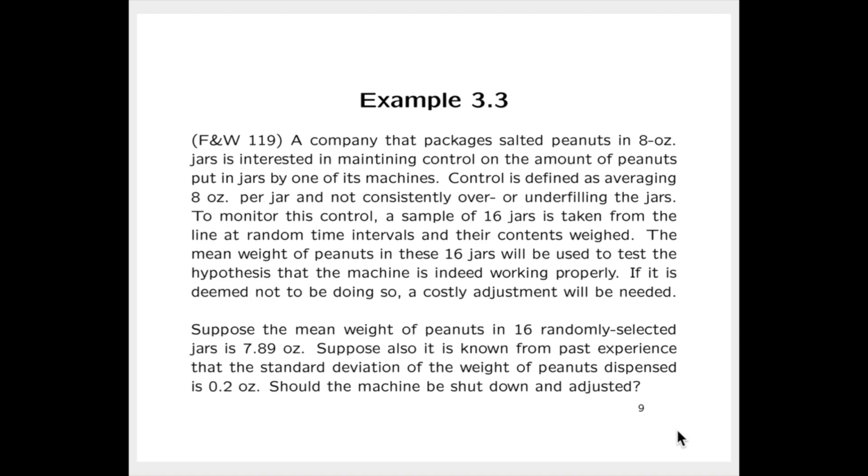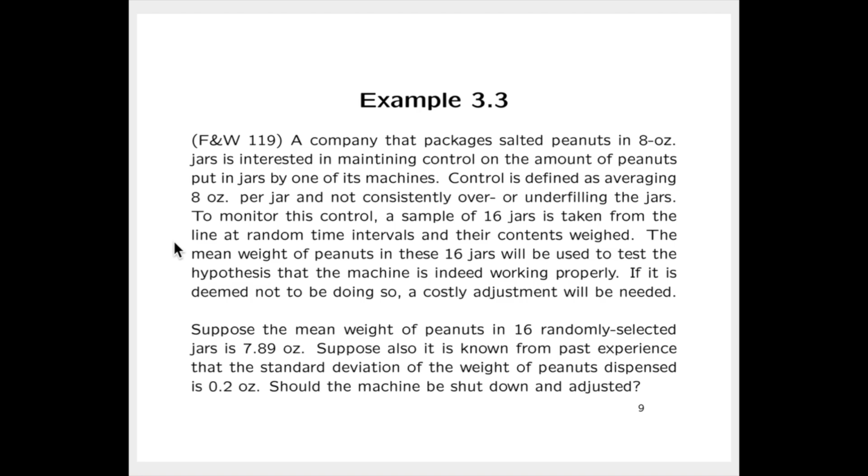And so in specifying what it means for the process to be in control, or the assembly line to be in control, we can't talk about it deterministically in the sense that every jar has 8 ounces or not, because that's not realistic. But what we can do is think about the population of jars being filled and define the process to be in control if the mean of that population process is 8 ounces. And so that's how things are being defined here.